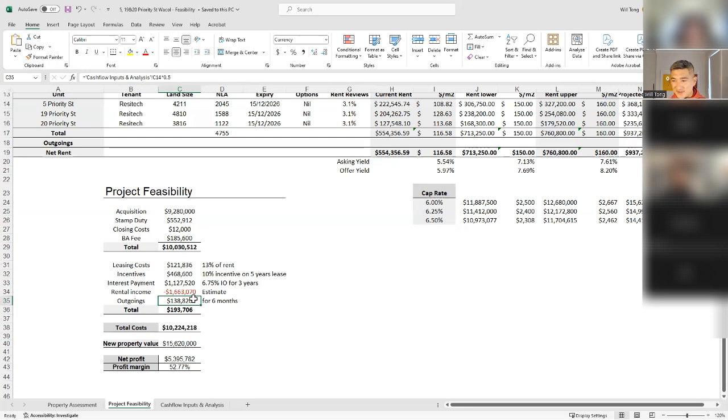And there might be a 6 months vacancy period in between tenants, which means you've got to pay for outgoings during those 6 months. So the total leasing campaign is going to cost probably around $193,000. So the total project cost is about $10,224,000. If we base it on a new valuation of $15.6 million, there's a net profit of $5.4 million. So that's about 52% uplift in 3 years.